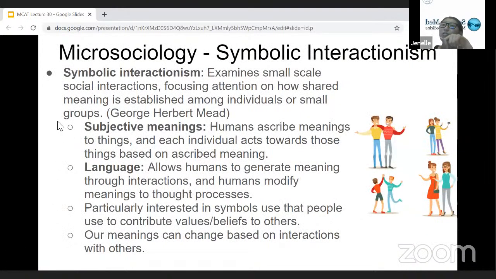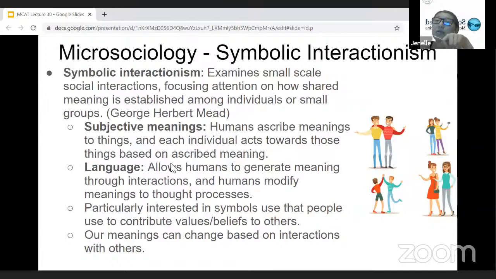And now we go into microsociology. A theory that is common on the MCAT is symbolic interactionism, which examines small-scale social interactions, focusing attention on how shared meaning is established among individuals or small groups. This was developed by George Herbert Mead, and he talked about subjective meanings, which are when humans ascribe meanings to things, and each individual acts towards those things based on that original ascribed meaning.